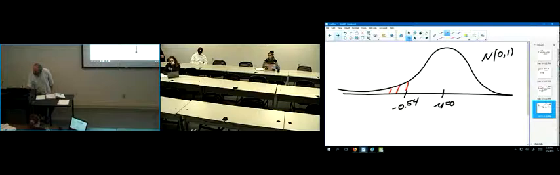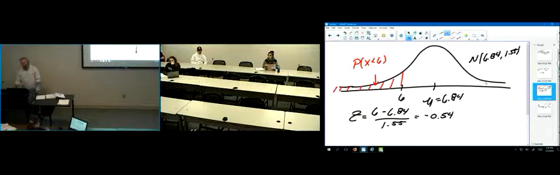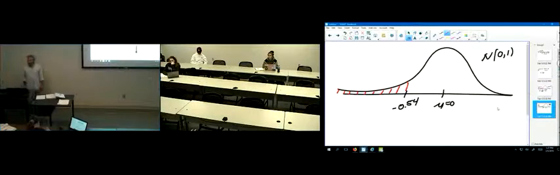I want this area right here. Because that area under the standard normal to the left of the z-score negative 0.54 is exactly the same as the area under that normal distribution to the left of 6. That area is equal to that area.